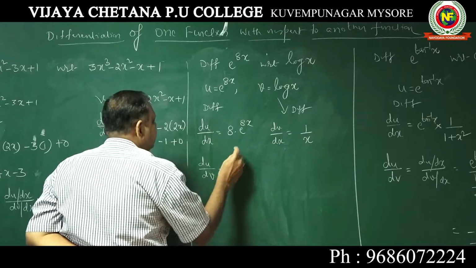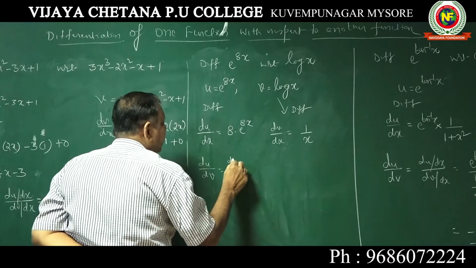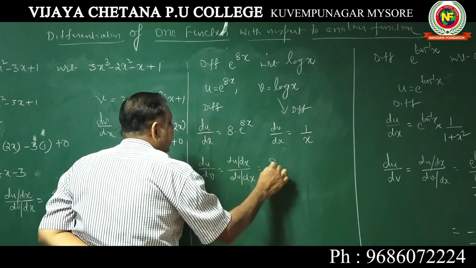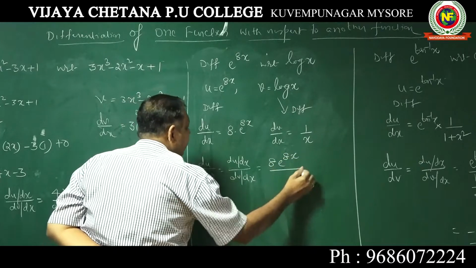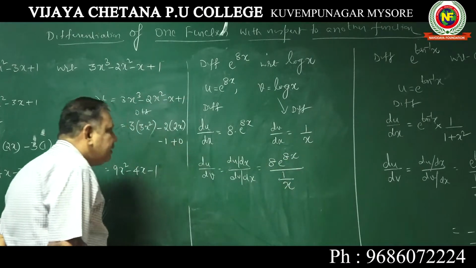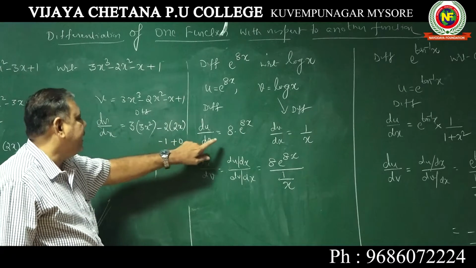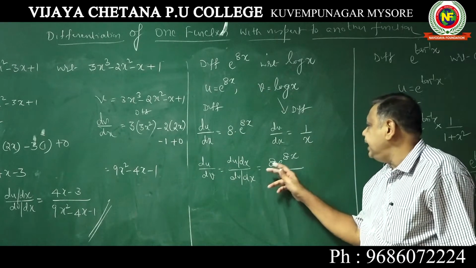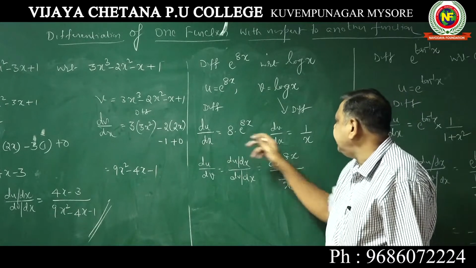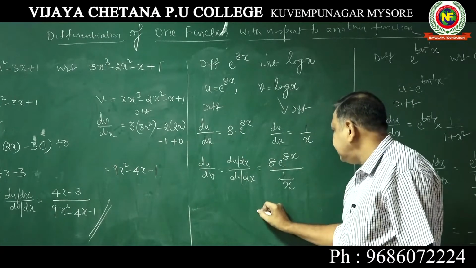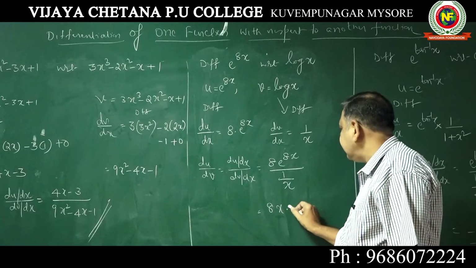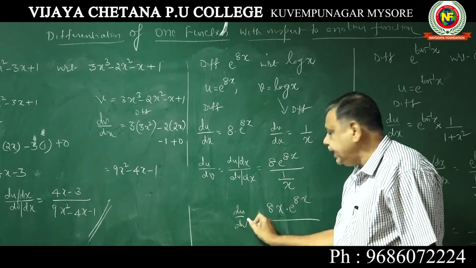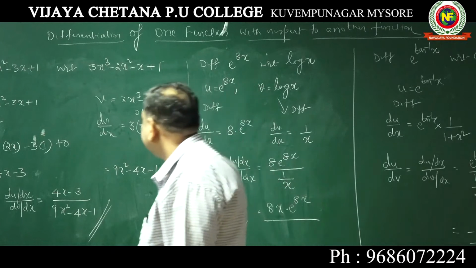Now du by dv is du by dx divided by dv by dx, or 8 e to the power of 8x divided by 1 by x. Please note, du by dx is 8 e to the power of 8x and dv by dx is 1 by x. Dividing by 1 by x, this x goes up, so the answer is 8x e to the power of 8x. du by dv is 8x e to the power of 8x.